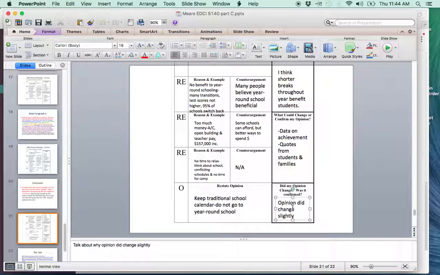So this author changed my opinion slightly. I'm starting to see why year-round school would not be beneficial, but I think to make this writing even stronger, I would have wanted to see more evidence of the impact on students.